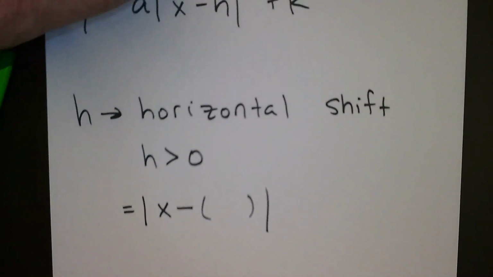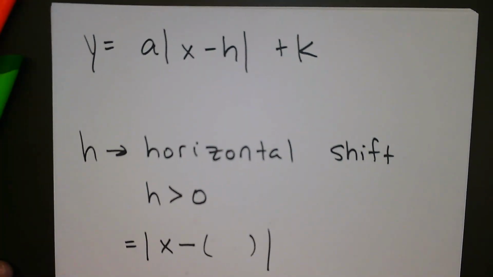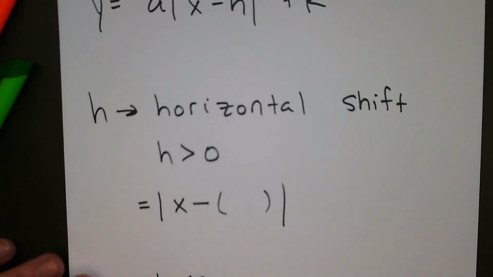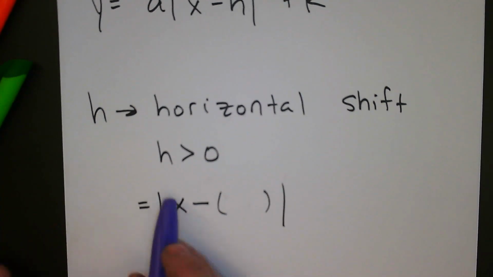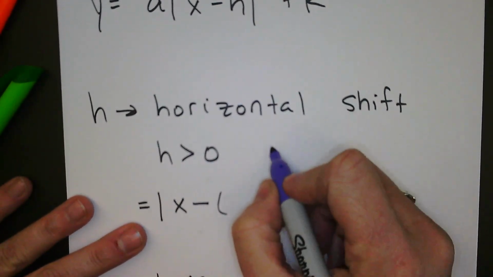Okay, so the H value, that's the value that we get when we're adding and subtracting inside the absolute value bars. That's going to give you a horizontal shift. It's going to either move it left or right. So if H is greater than 0, it's going to move it to the right.